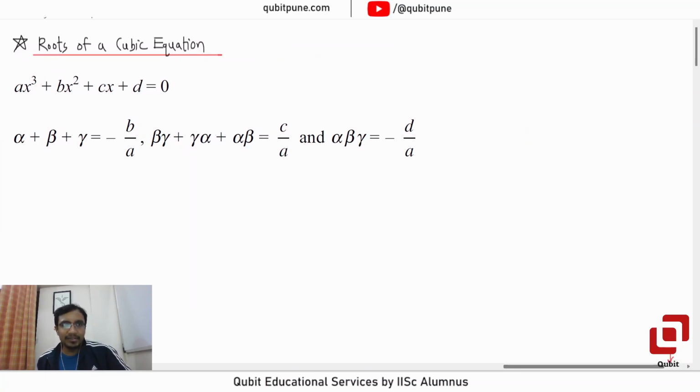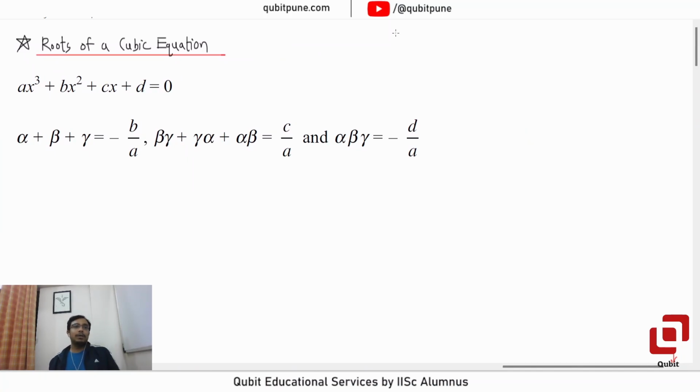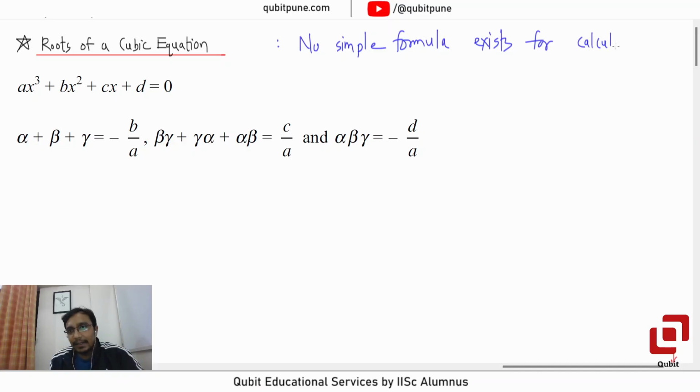Now, may not be very much relevant, but similar to a quadratic equation, we can also land up in a situation where we have a cubic equation's roots. So the standard form is ax cubed plus bx squared plus cx plus d equal to 0, but surprisingly, no simple formula exists for calculating alpha, beta, gamma directly.